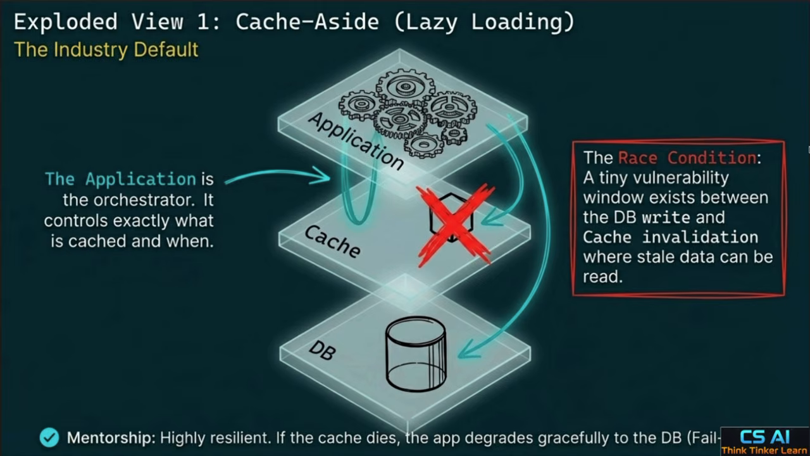First up, the industry default, cache aside or lazy loading. In this model, the application is the orchestrator. It checks the cache, and if it is a miss, it goes to the database and then updates the cache. It's highly resilient. If the cache goes down, the system simply fails open to the database. However, there's a catch: the race condition. This tiny window of time between a DB write and the cache invalidation, where a reader might pull stale, outdated data. It's a classic trade-off between strict consistency and system availability.